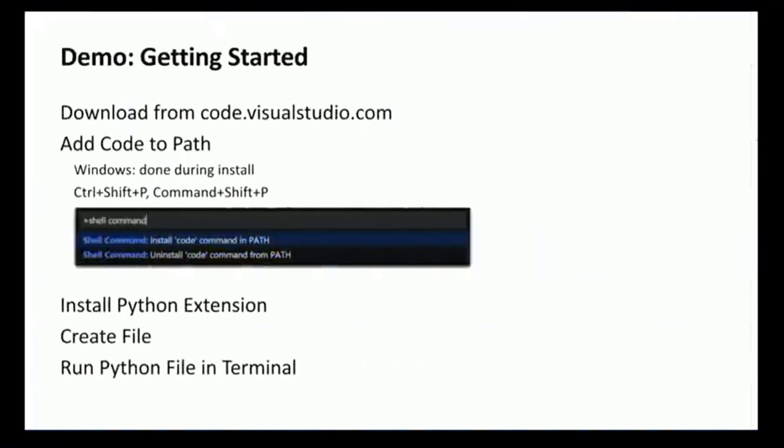So that was a quick tour of getting started. Just to recap, we downloaded from code.visualstudio.com. We added code to the path, installed the Python extension, created a file, and ran it in the terminal.